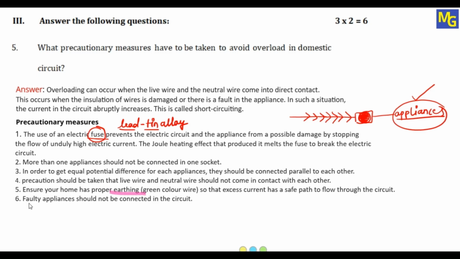And the sixth one is, faulty appliances should not be connected into the circuit. If there is a fault in the appliances, such appliances should be avoided from connecting into the circuit. So these are the six precautionary measures that should be taken to avoid overloading. This question is of 2 marks, so at least 3 precautionary measures you have to write in your answer. Now we'll see the next question.